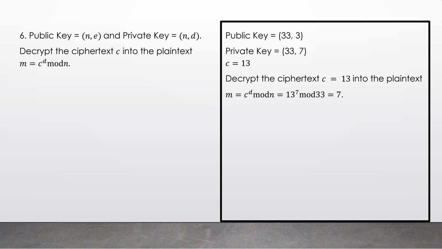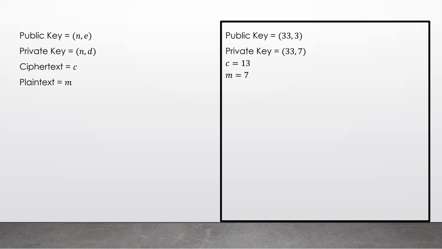Now we can use the private key (n, d) to decrypt the ciphertext c into the plaintext m equals c to the power of d mod n. In our example, c equals 13, so we can decrypt the ciphertext into plaintext m by solving for m equals 13 to the power 7 mod 33, which is 7. In our example, we use the public key (33, 3) to encrypt the plaintext m equals 7 into the ciphertext c equals 13.